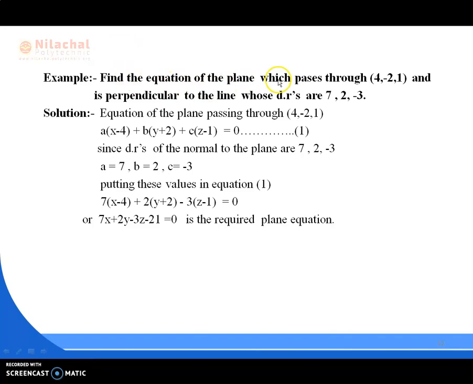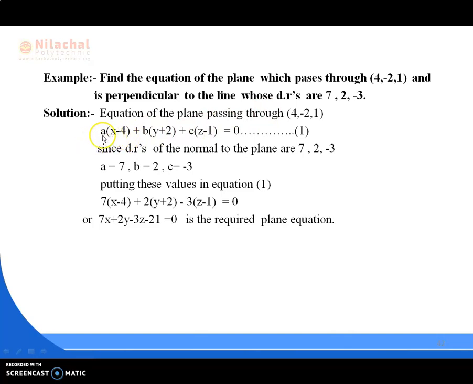Find the equation of the plane which passes through (4, -2, 1) and is perpendicular to the line whose direction ratios are 7, 2, -3. First of all, we know the plane passes through (4, -2, 1) and the direction ratios are given as 7, 2, -3, so what should be the equation of the plane?